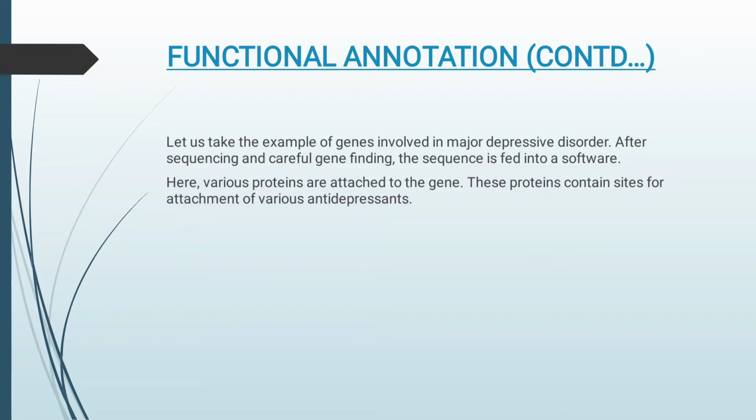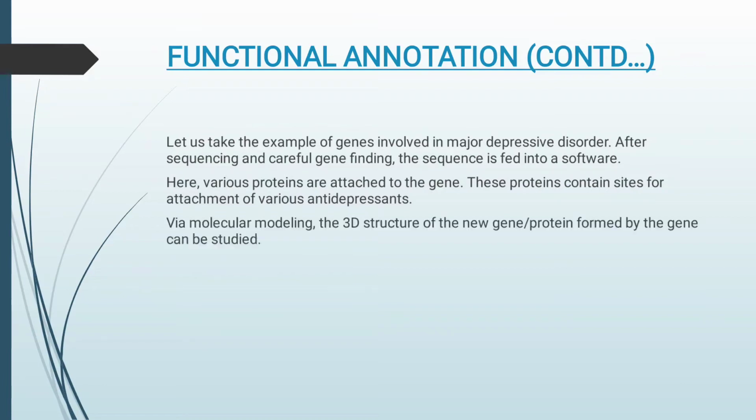Now this allele contains sites for various antidepressants. Various antidepressants means more than one. So you attach one antidepressant to one, the second to the second copy of the gene, the third to the third copy of the gene. In this way you can study the effect of antidepressants on the same gene, on the same protein. Via molecular modeling, you will be able to find out the 3D and quaternary structure of the new gene or the new protein that is formed after attaching the antidepressant and the protein. And this new gene can be introduced into a model organism also to study its long-term phenotypic effect on the animal.